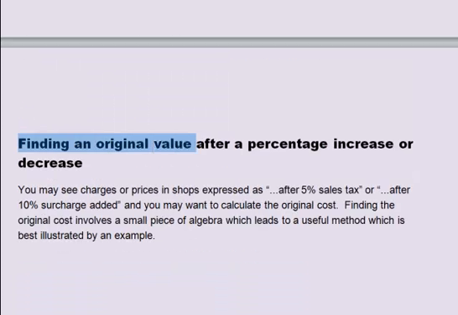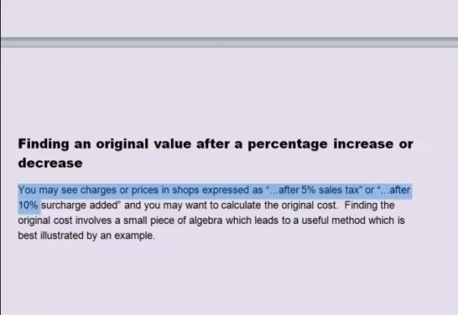Finding an original value after a percentage increase or decrease. You may see charges or prices in shops expressed as after 5% sales tax or after 10% surcharge added, and you may want to calculate the original cost. Finding the original cost involves a small piece of algebra, which leads to a useful method which is best illustrated by an example.